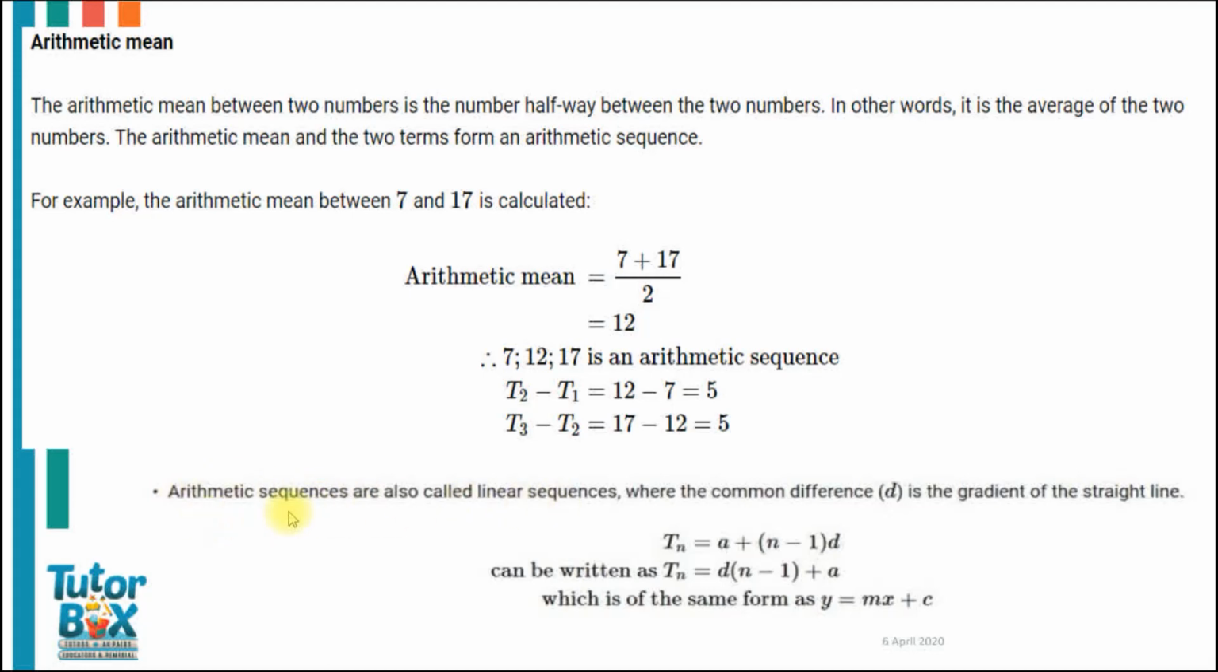I just put this note down for you. Arithmetic sequences are also called linear sequences, where the common difference d is the gradient of the straight line. So basically, Tn can be written as Tn = d(n − 1) + a, which is of the same form as y = mx + c. This is an equation of a straight line. So we have our m, our x, d, and then n − 1, and then we have our c, which is a. That's why they're saying d is the gradient of the straight line. So d would be our m.